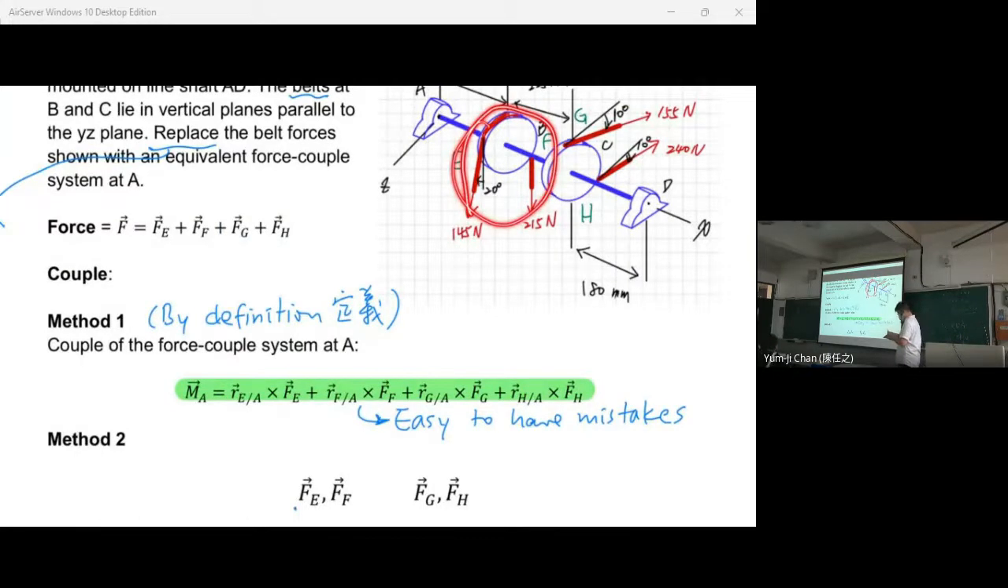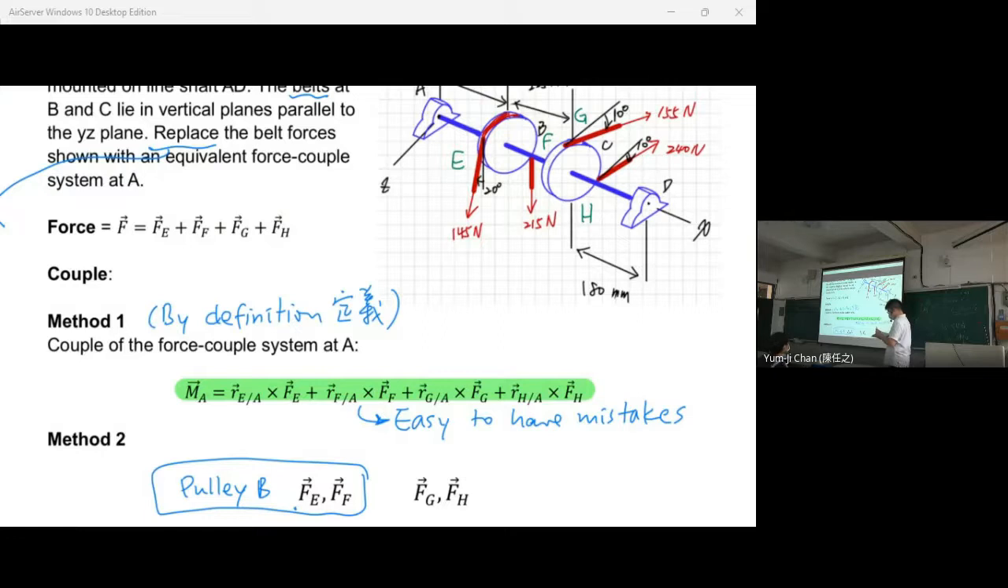Both force E and force F are related to pulley B, right? E and F are related to pulley B. And G and H, how about force G and force H? Both of them are related to pulley C. Okay.